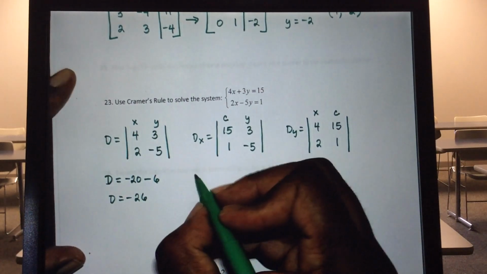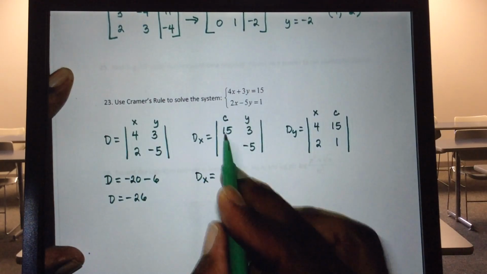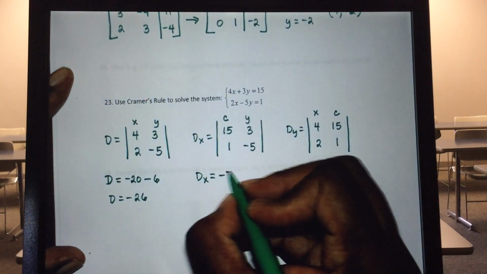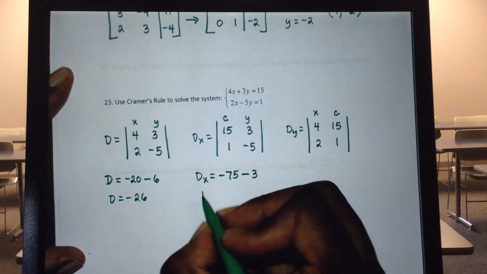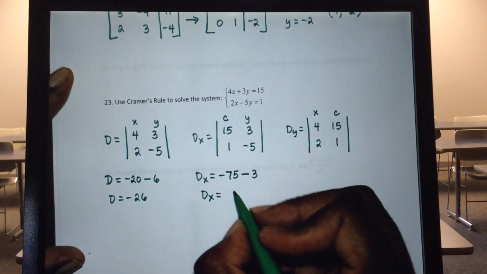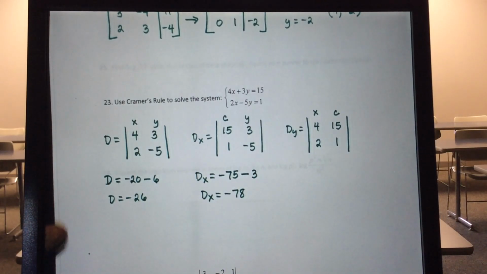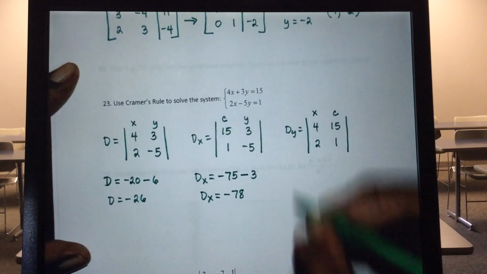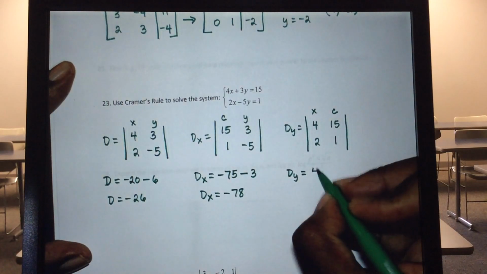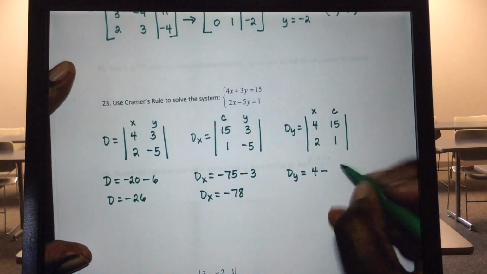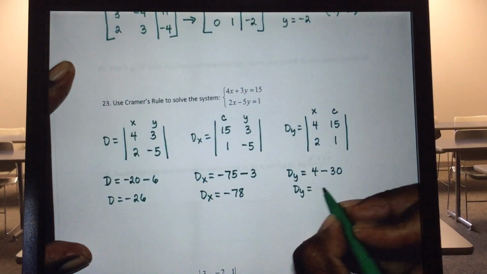And then for the D sub x, if I do 15 times negative 5, that's a negative 75, minus 1 times 3, which is 3. Negative 75 minus 3 would be negative 78. And then for the D sub y, if I do 4 times 1, that will be 4, minus 2 times 15 will be 30. Now 4 minus 30 will end up being negative 26.